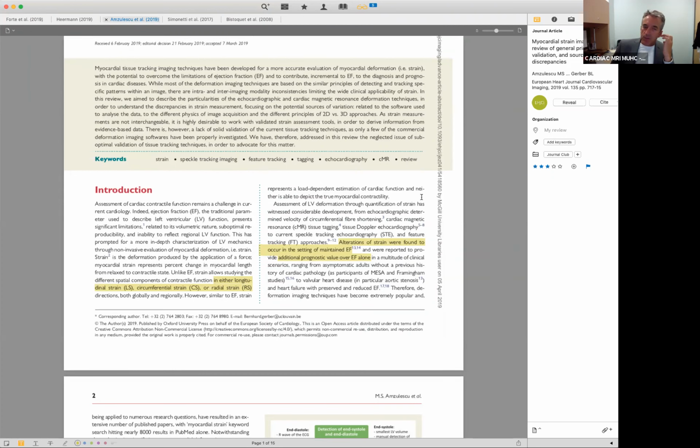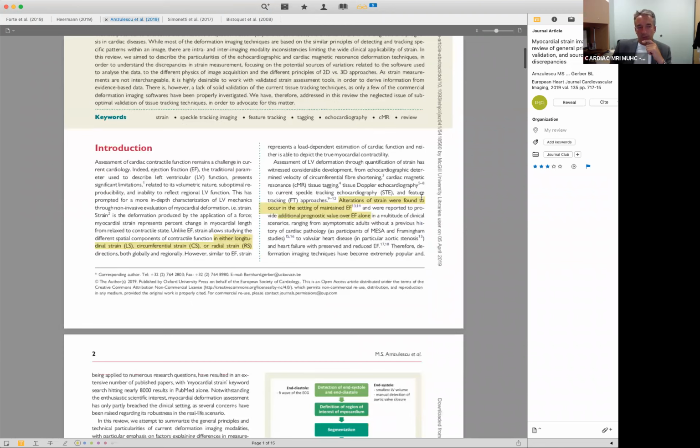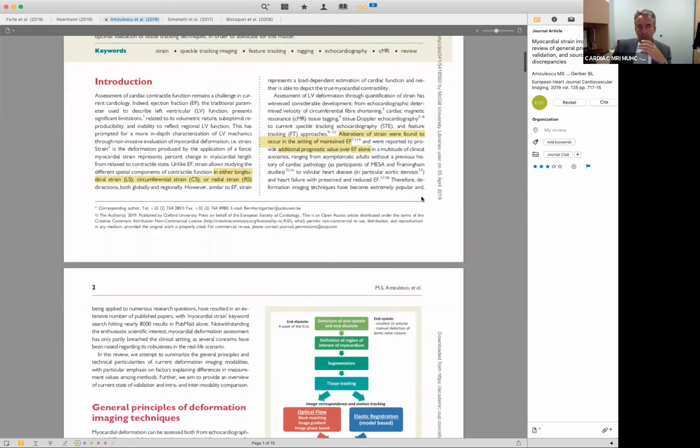It has been used already by Doppler for a while now, and it has been shown in several papers, also more recently in CMR papers, that strain imaging can be clinically helpful and even provide some additional prognostic value over and above the ejection fraction. So how does that work?